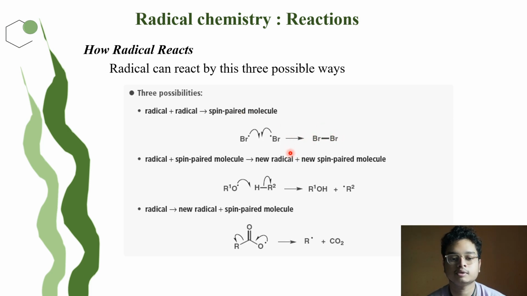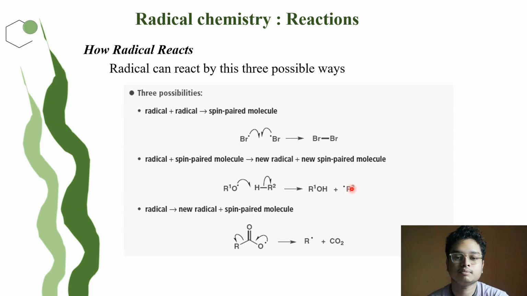Also, there is another possibility where there is one radical and one spin-paired molecule. The radical attacks the spin-paired molecule to generate a new radical and a new spin-paired molecule. Here, the OR radical reacts with this particular spin-paired molecule to generate this alcohol, plus R2 is the new radical.